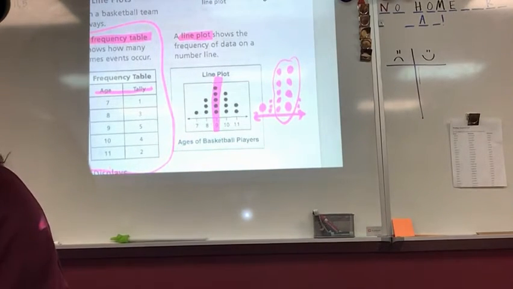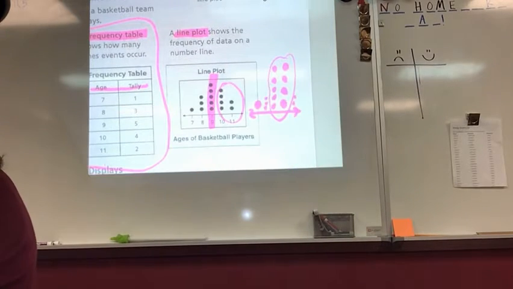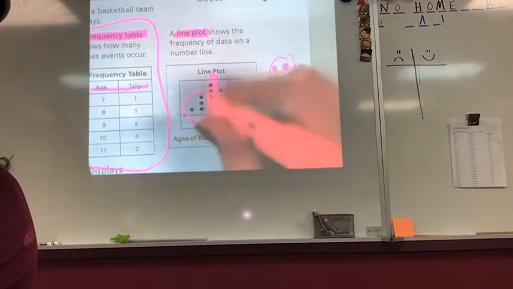How many players on their basketball team were 7, Savannah? 1 player was 7 years old. How many players were 10 or 11? Braylon? 6, because she counted both of these together. How many players were younger than 9? If they're younger than 9, they're not 9, 10, or 11. Macy, how many were younger than 9? 4, good, because 7 and 8 is younger than 9.